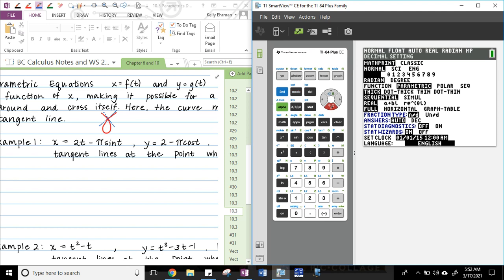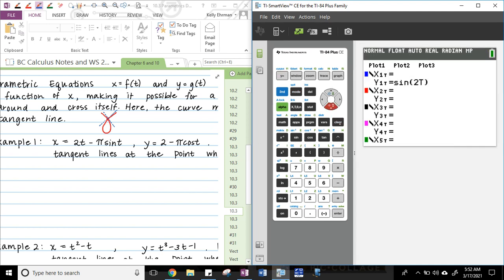So mode, parametric, and then press Y equals. And so you're going to type in 2, and now the t is this x. It'll show up as a t in parametric mode. So 2t minus pi times sine of t. Oh, and we should still be in radian mode, unless we're actually told to put in degrees, but these should all be radians. Okay, so there's x, and then y is just 2 minus pi times cosine of t.